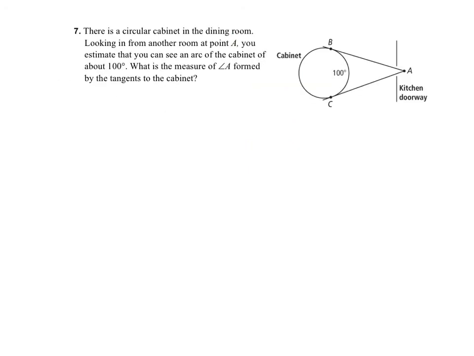As I said, there's a circular cabinet in the dining room. Looking in from another room at a point A, you estimate that you can see an arc of the cabinet of about 100. What is the measure of angle A, right? So this side over here, it has to be 260, right? Because if this part is 100, that means that the other arc has to be 260, right? So the measure of angle A equals 1/2 of 260 minus 100. So it's 1/2 of 160. So that means that angle A measures 80 degrees.